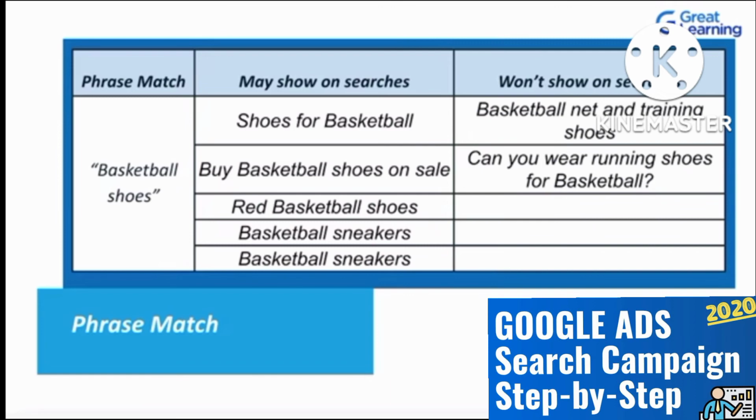But what it won't show on searches are basketball net and training shoes, because you have not mentioned net anywhere. Net is not a word that is similar to shoes either. And there's also a question which is, can you wear running shoes for basketball? No, Google is not going to show because it is not very relevant to the keyword that you have put. It's not very similar to the intent that you have put. So Google understands that, and phrase match is something that moderately matches your keyword.